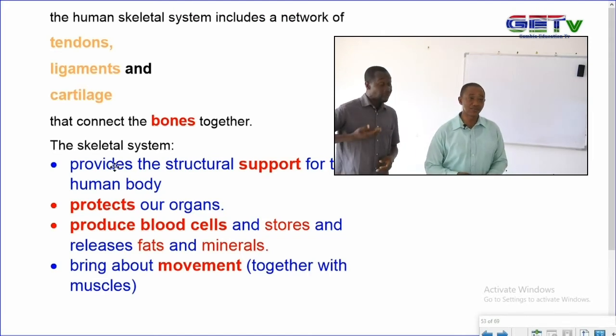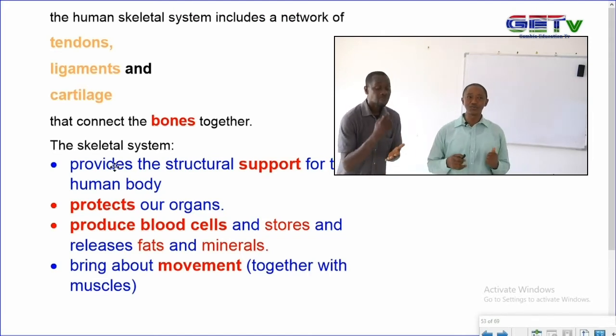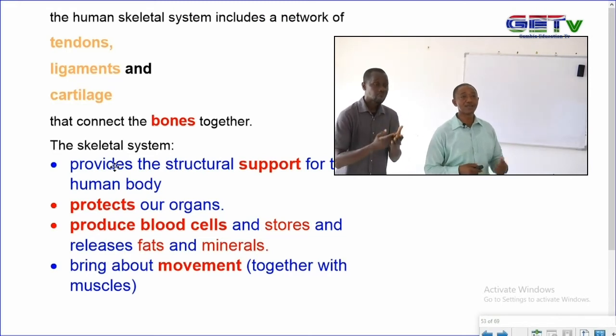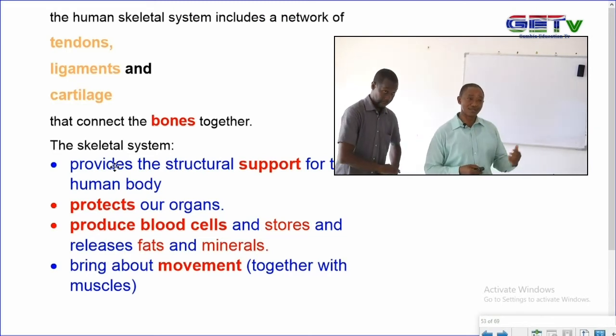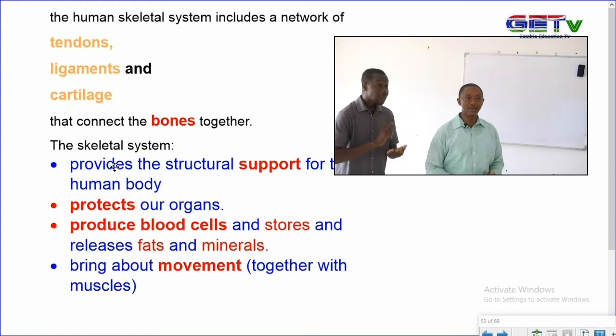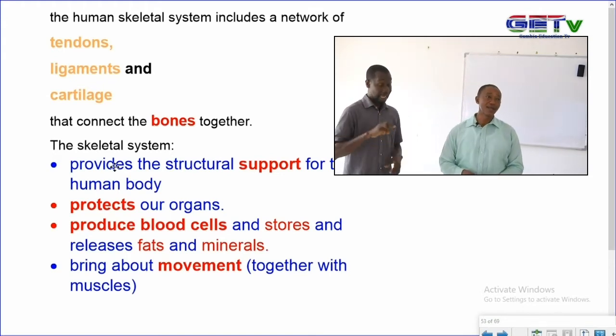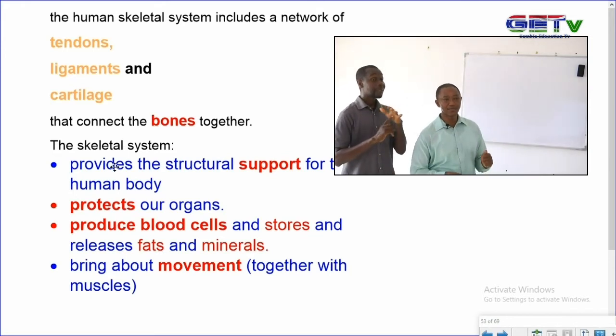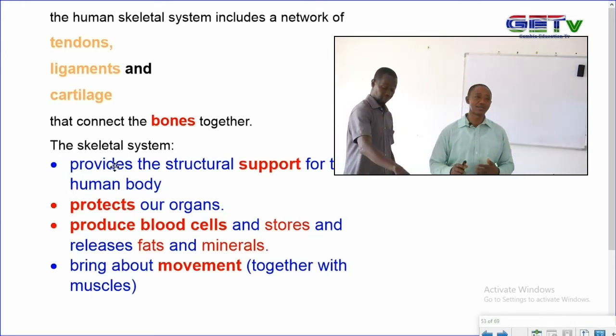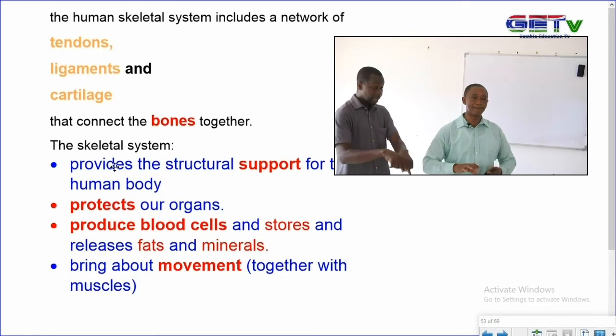Number 3 is that they produce blood cells. Some bones produce blood cells, and they store some of these blood cells until they are needed. They also store and release or produce fats and minerals. And most importantly, our skeleton brings about movement. They do this by working together with our muscles.